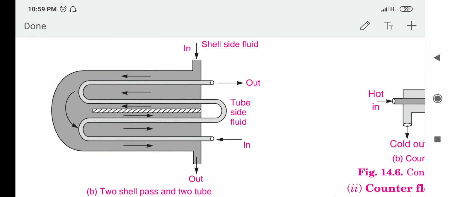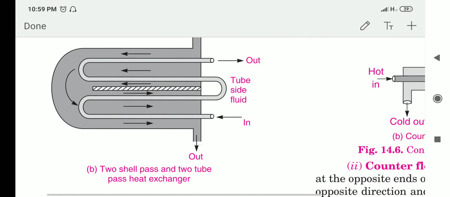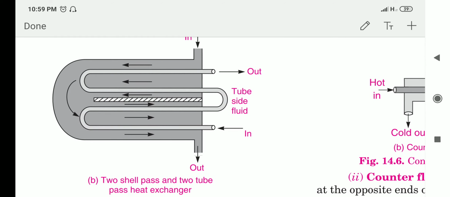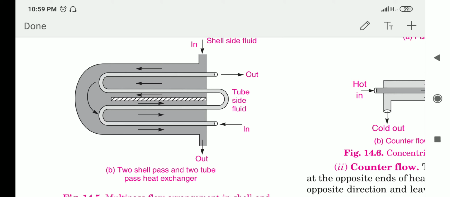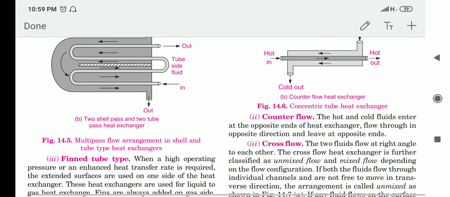Now let us see the next one. Here it is two shell pass. Why? Because this single shell is converted into two shells by this partition. Now two shell and two tube pass. So each shell is having two tube pass. So altogether two shell and two tube pass heat exchangers.